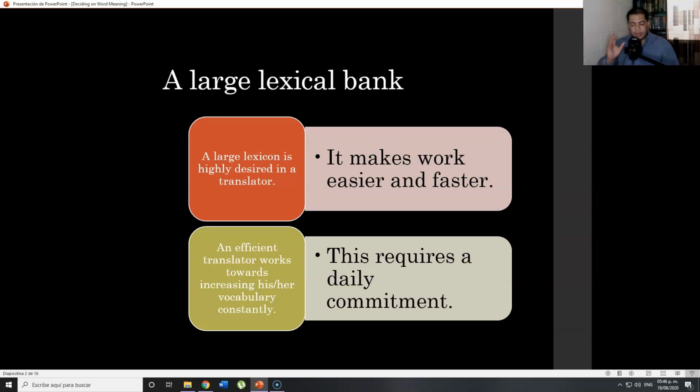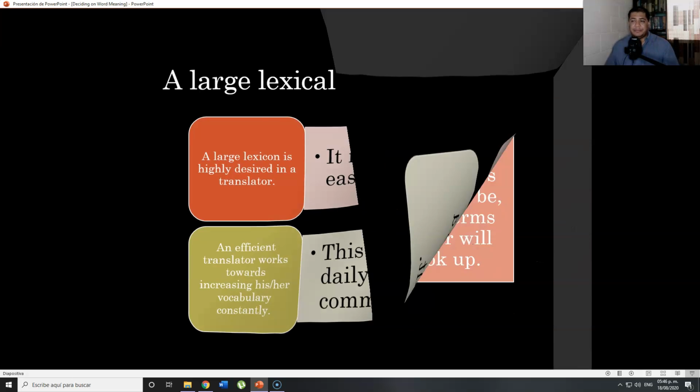Now, an efficient translator works all the time in increasing his or her vocabulary. This is something that we do all the time. This is a constant commitment that we take to ourselves. So if you want to become an efficient translator, you need to keep on working on improving your vocabulary.